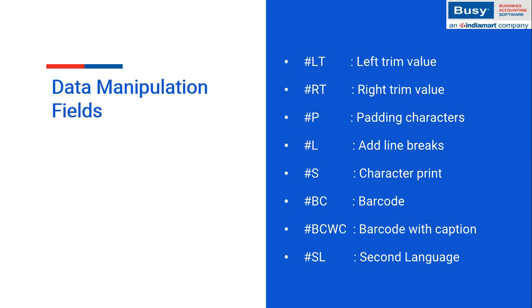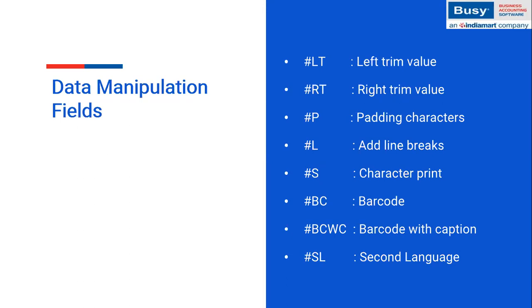Hashtag LT: if you want to trim or cut the value from the left-hand side, you can use the hashtag LT syntax. Hashtag RT: if you want to cut or trim the value from the right-hand side, you can use hashtag RT. Hashtag P: padding characters. If you want to print characters like star star or thank you on the left-hand and right-hand side, you can use hashtag P.